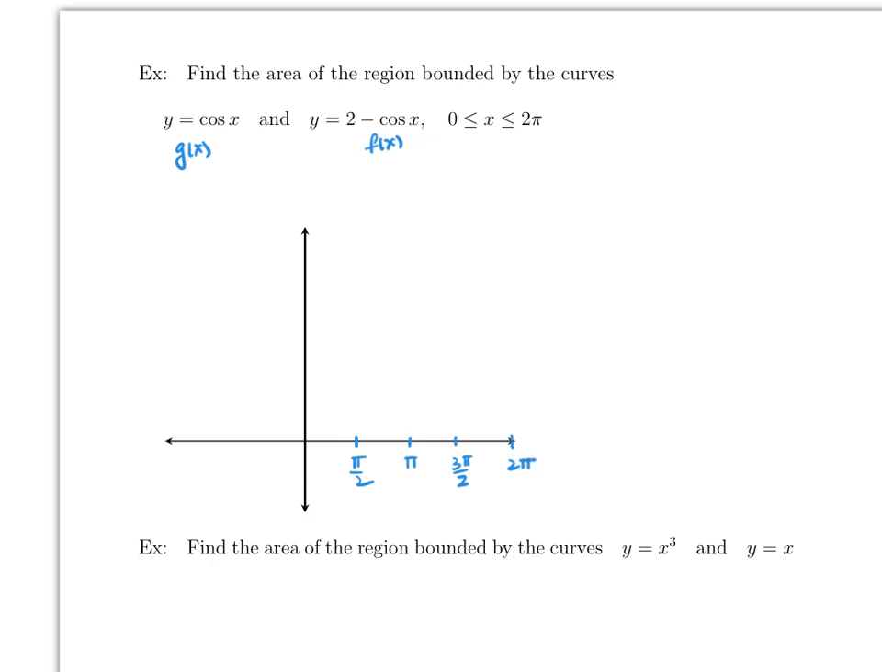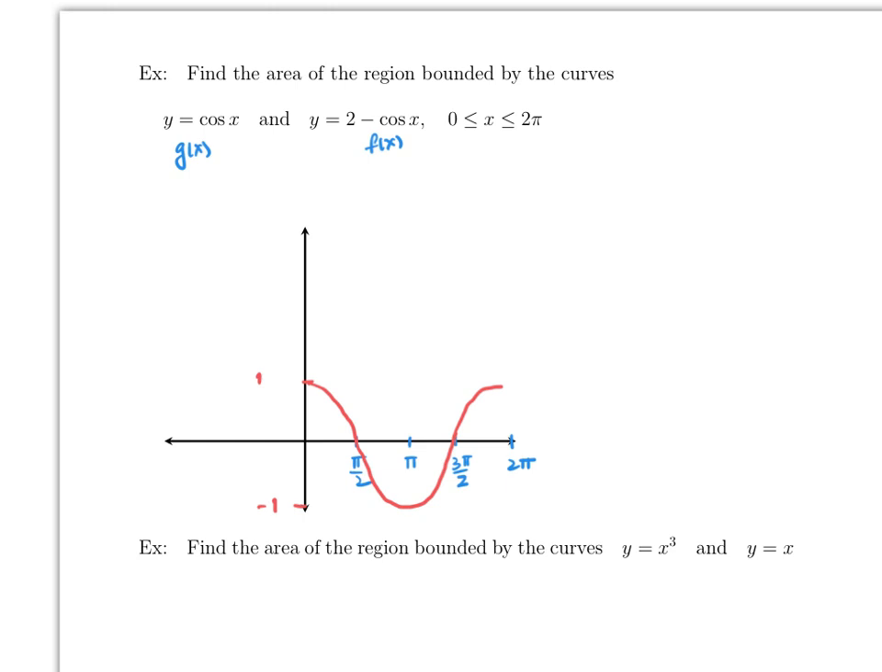Okay, so let's graph first cosine. So remember the graph of cosine, let's say that this is 1, so therefore this is minus 1. The graph of cosine does this. This is another function that is very important that you know how to graph. So that's the graph of cosine.